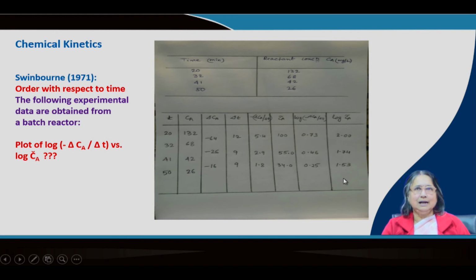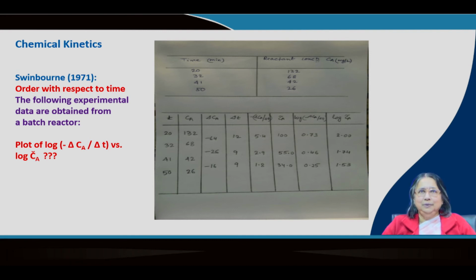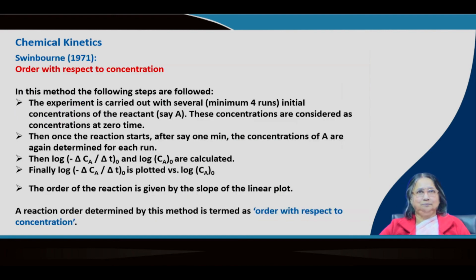So, the curve you should get, I have not shown you how it will look. You can do it as an exercise, plot it, and see how you get the n value, that is, the order of the reaction. So, this is one way of using the differential rate law to get the order.